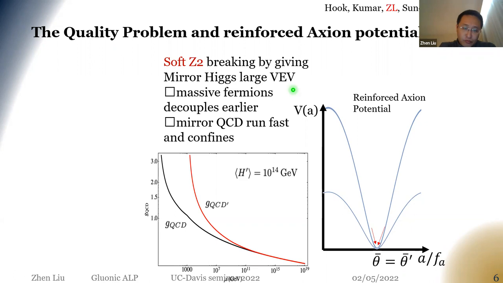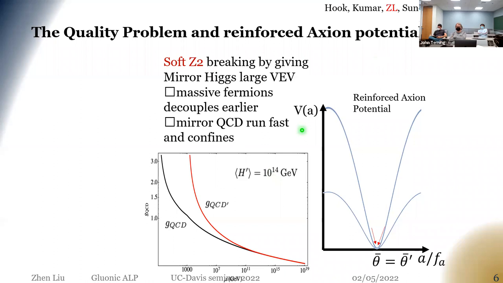the difference, and such a soft Z2 breaking is, quote unquote, technically natural because when mu prime and mu equal each other, we restore the exact Z2 symmetry, right? So this technically natural soft Z2 breaking will generate a large Higgs vev of the mirror sector, which will generate massive fermions that decouple earlier, and the mirror QCD runs faster and confines. Okay, similar considerations have already been considered in a different context, without such phenomenology, by my collaborator Anson Hook in earlier work. But here we are trying to lay out this generic structure and its phenomenology.